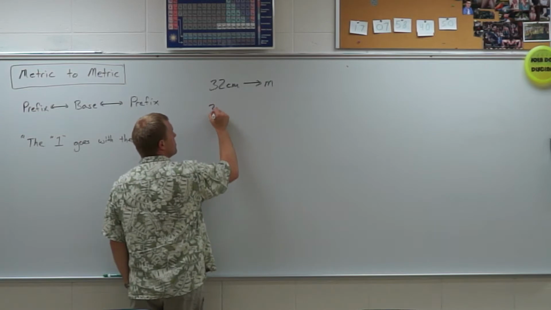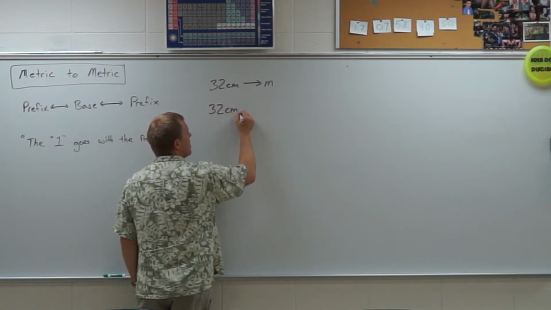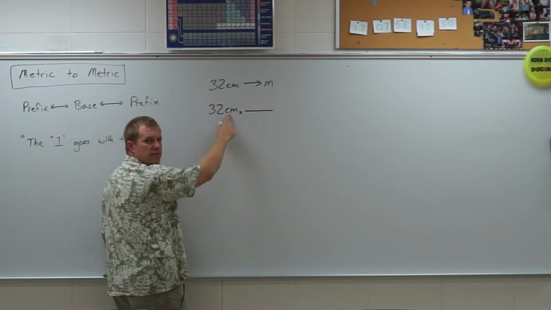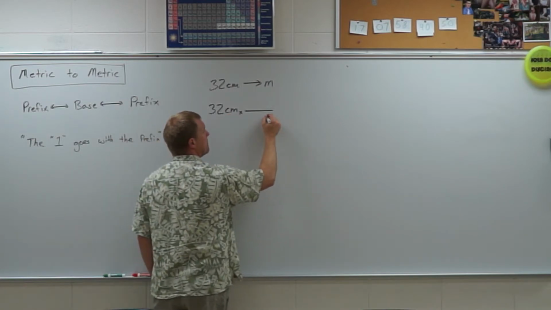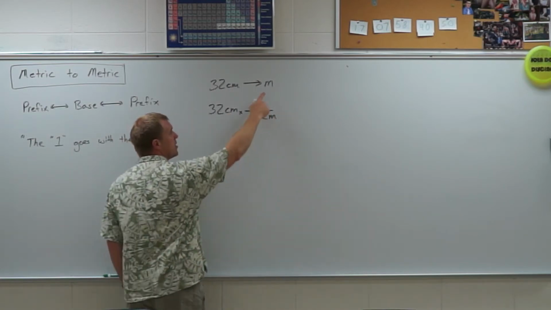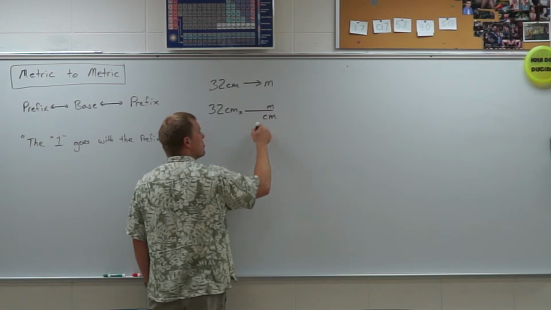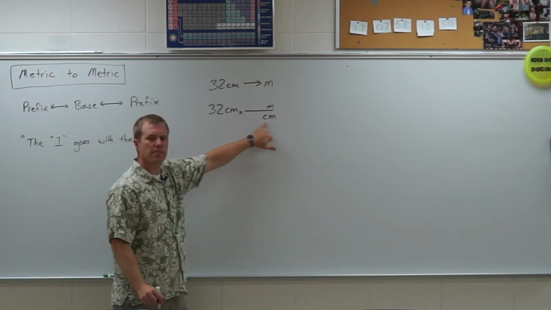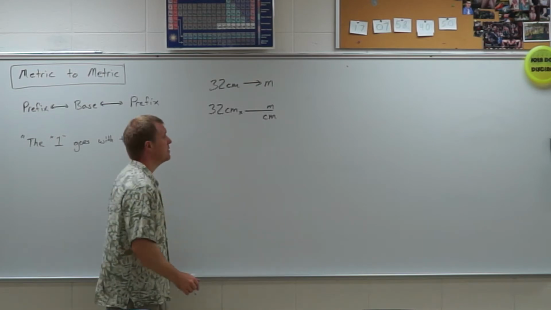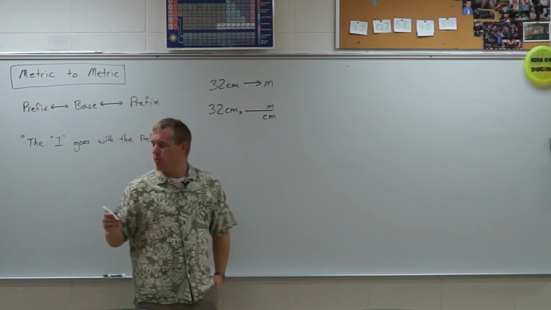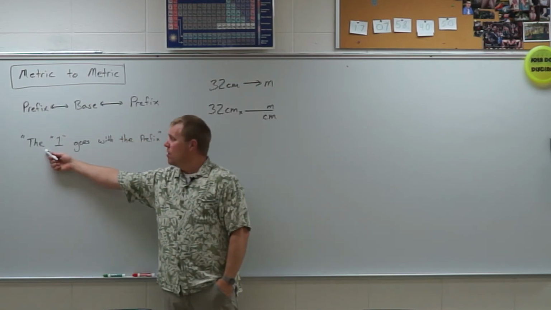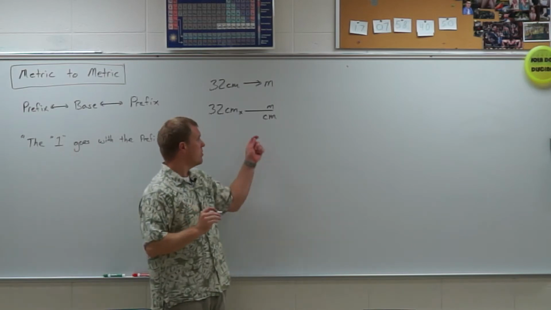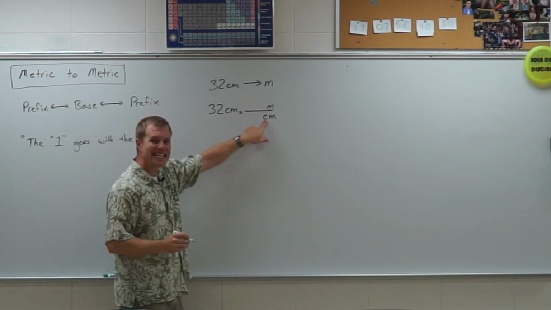I can make that conversion. And so how we do it is we start with the 32 centimeters, and because we want to get rid of centimeters, we're going to put it on the bottom. And we want to go to meters, so we'll put it on top. The reason we want to put centimeters on the bottom is if I have centimeters on top and centimeters on the bottom, they will cancel. Okay? Now here's where this little saying comes in. The 1 goes with the prefix. So which one of these has the prefix? The one with the centi.